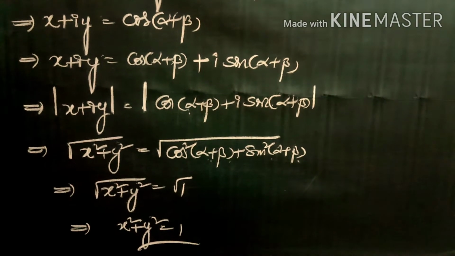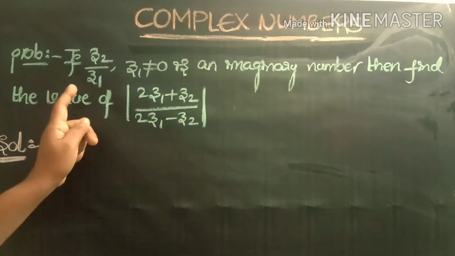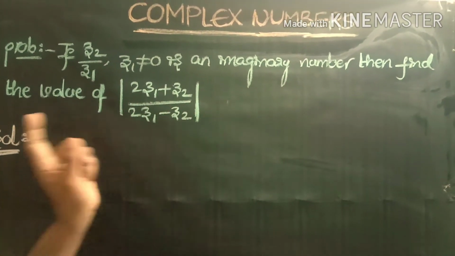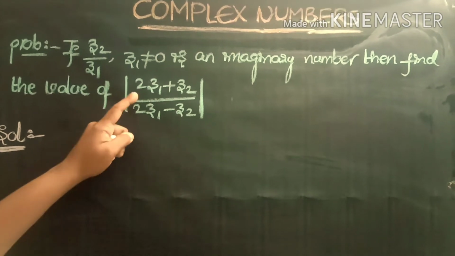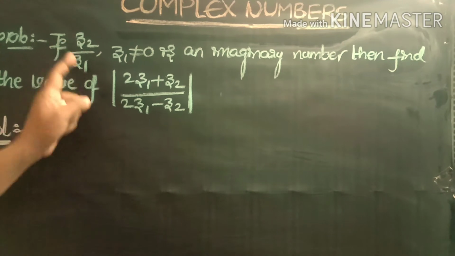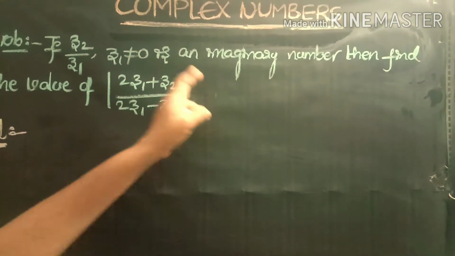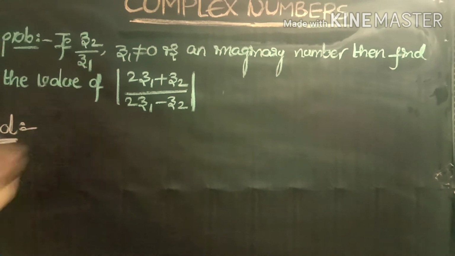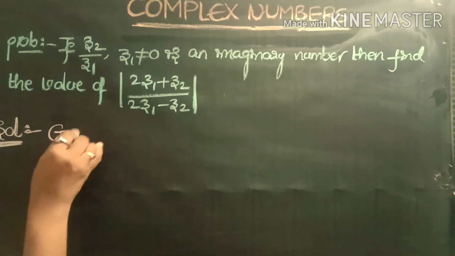Next problem: if z2 by z1, where z1 not equals to 0, is an imaginary number, then find the value of modulus of (2z1 plus z2) by (2z1 minus z2). So given that z2 by z1 is an imaginary number, means it is purely imaginary, means it has no real part. So first we are taking the given condition.